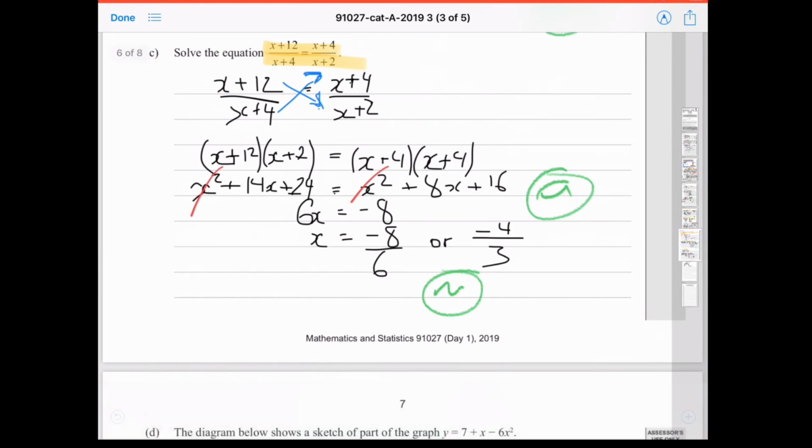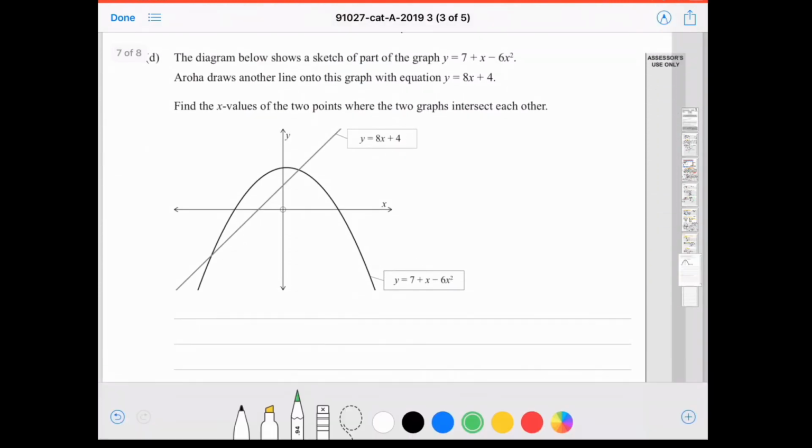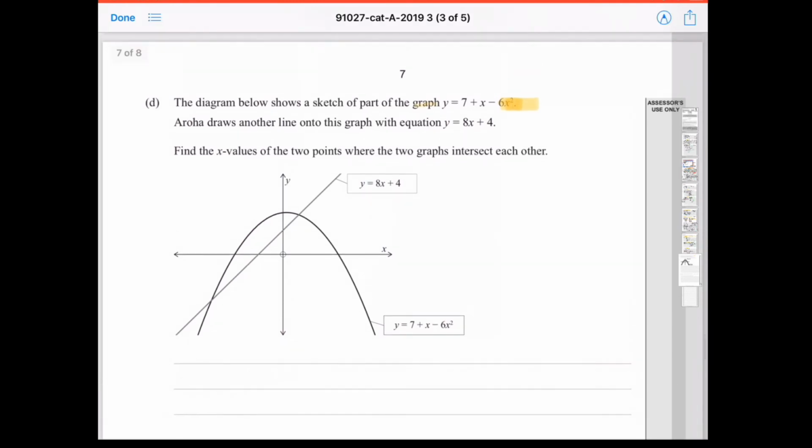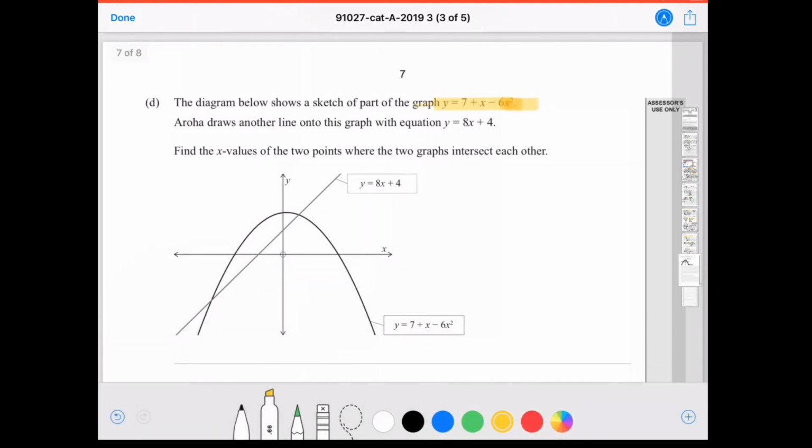Let's move on to question 3D. The diagram below shows a sketch of part of the graph, and we've got this equation here, y = 7 + x - 6x squared. Aroha draws another line onto this graph with the equation y = 8x + 4, and it's shown in this diagram here.